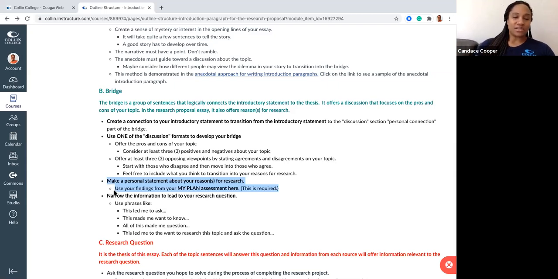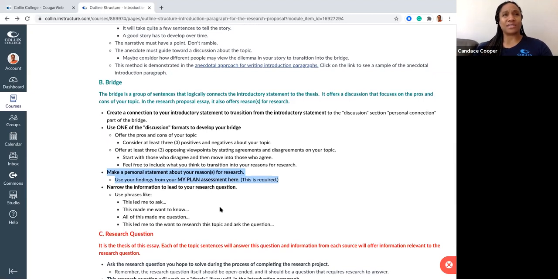One of the hardest things to do for this introduction paragraph is to include your My Plan assessment. You have to do this. It is required. If you don't do it, you will lose points on your paragraph. So you'll have to figure out a way to put that in there, and I think there's a sample or two that does this pretty well.